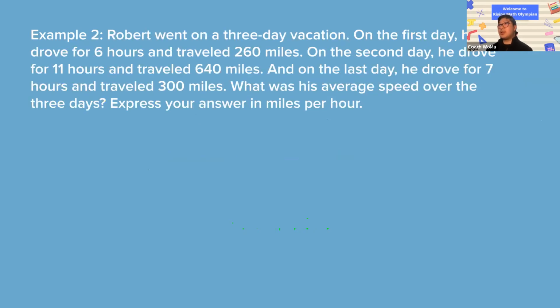Here's another one. So Robert went on a 3-day vacation. On the first day, he drove 6 hours, traveled 260 miles. The second day, he drove for 11 hours, traveled 640 miles. And on the last day, he drove for 7 hours and traveled 300 miles. What was his average speed over the 3 days? Express your answer in miles per hour.